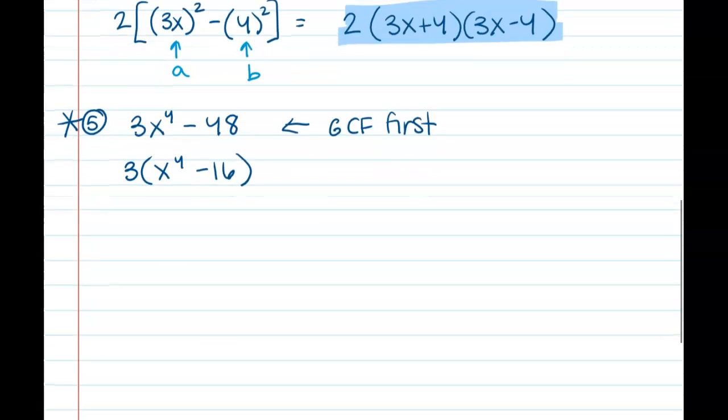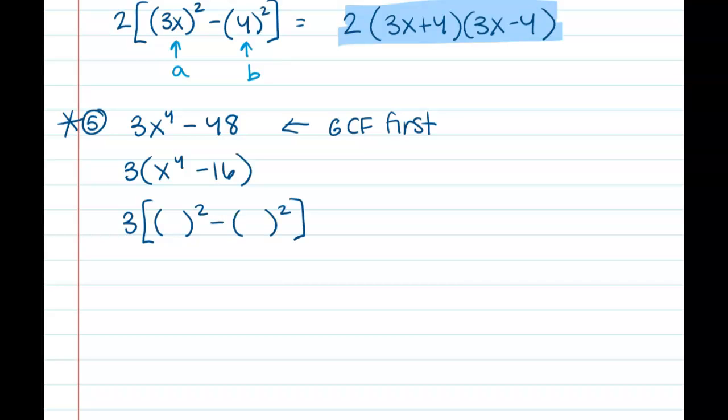And then I can rewrite this as 3. I'm going to use difference of squares, something squared minus something squared. So x squared squared is x to the fourth, and 4 squared is 16. So I can rewrite this as 3 times x squared plus 4 times x squared minus 4.